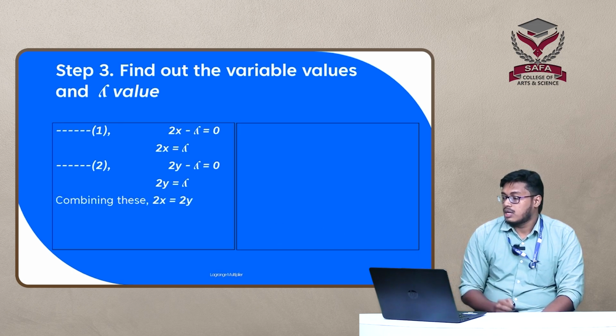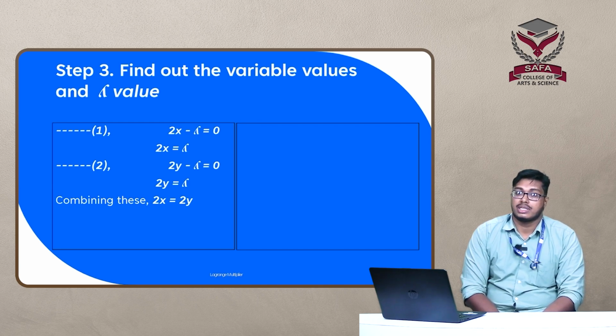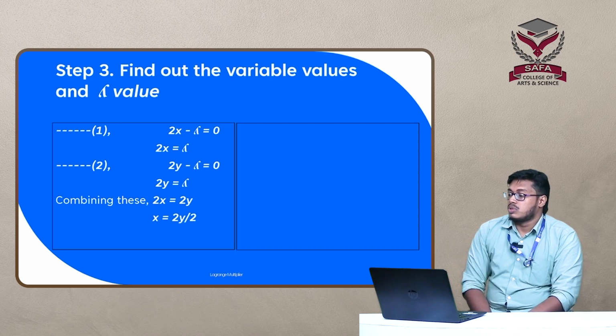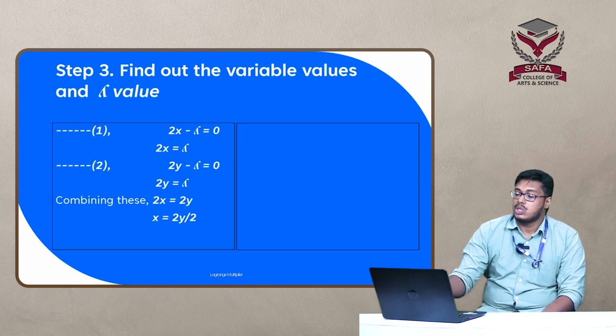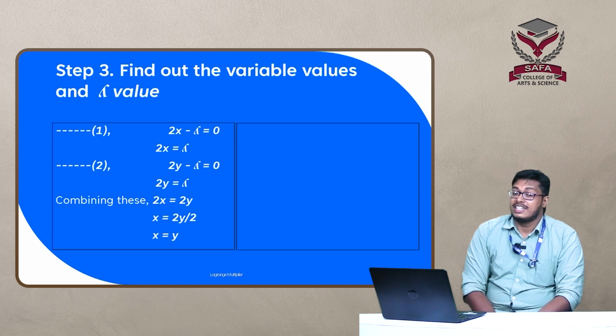Okay. Then combining these equations, we can get 2x equal to 2y. Then the 2 will be moved to the right part of the equation. Then x equal to 2y by 2. Then we can cancel the 2 with the 2.